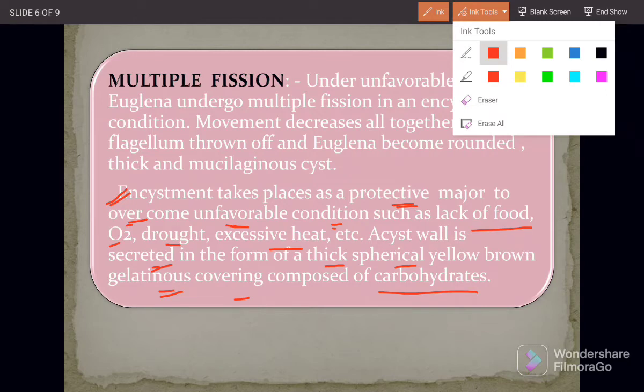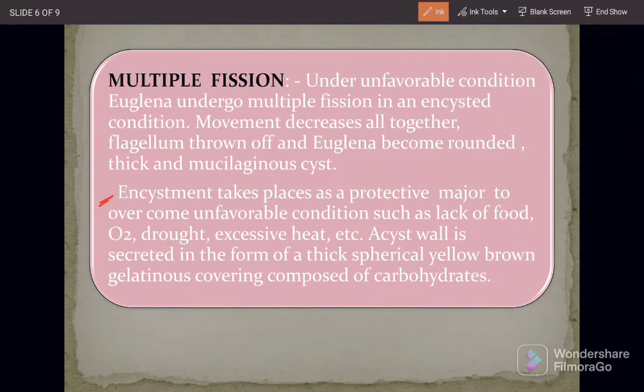I will repeat it again: the encystment takes place as a protective measure to protect the Euglena. When there is an unfavorable condition, encystment helps the Euglena to overcome it, such as lack of food, oxygen deficiency, drought, excessive heat, etc. Now, what is a cyst wall? A cyst wall is secreted in the form of a thick spherical yellow-brown gelatinous covering composed of carbohydrate. It is the encystment.